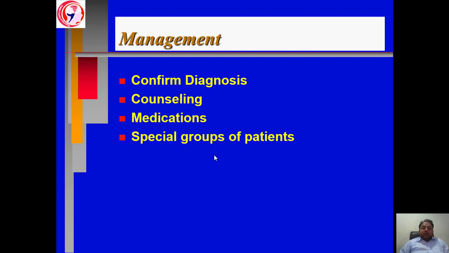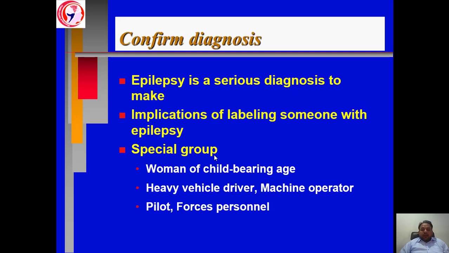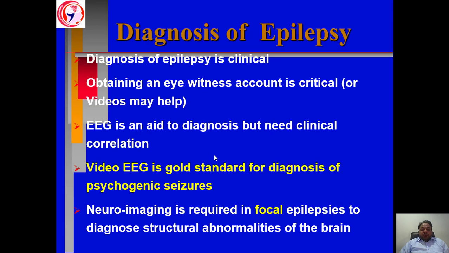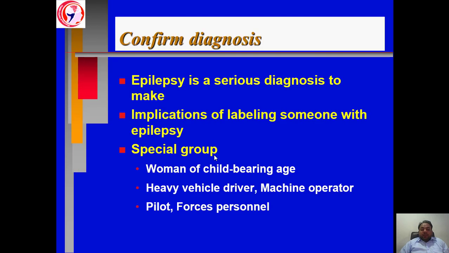Management starts from confirming the diagnosis, counseling, and selecting a medication. There are special groups of patients, for example, pregnant females, old age, children. There are a few drugs that are contraindicated in special situations. Epilepsy is a serious condition. Implications of epilepsy are very much, for example, if we label the patient as epileptic, he cannot drive, he cannot operate, he cannot be a pilot or force his personnel.